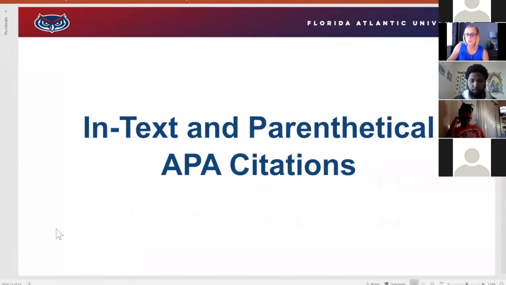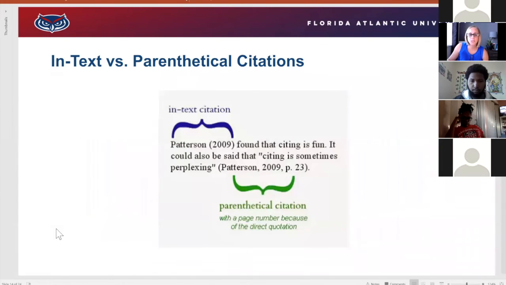Okay, so an in-text citation, again, this isn't my image, but an in-text citation, these are also called narrative citations. And this is where the author's name is incorporated into the text as part of the sentence, and then the year follows in parentheses. The parenthetical citation, on the other hand, is when the author's name and the date, and then a page number if you're directly quoting a source, all appear within parentheses at the end of the sentence. Sometimes it will also appear in the middle of a sentence.